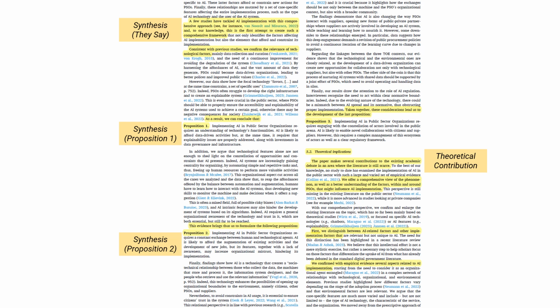Subsequently, under the title 5.2, Theoretical Implications, they then discuss the theoretical contributions of their study to the literature. This is exemplified by the first sentence. The paper makes several contributions to the existing academic debate in an era where the literature is still scarce.